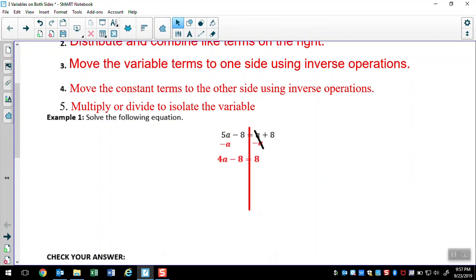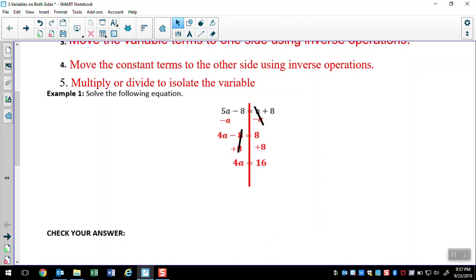Alright, the next thing I want to do is move my constant terms to the other side. So since my variable terms are now on the left, I now want to move my constant terms over to the right. So I need to take this minus 8 and I need to add 8 to both sides. These cancel out. And now we are left with 4a equals 16. Our last step is to multiply or divide to isolate that variable. So to get a by itself, I now need to divide both sides by 4. Okay, once I've done that, I get an answer of a equals 4.